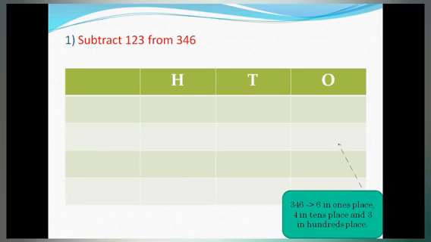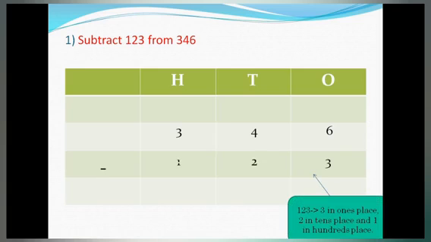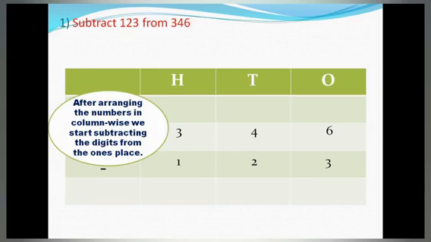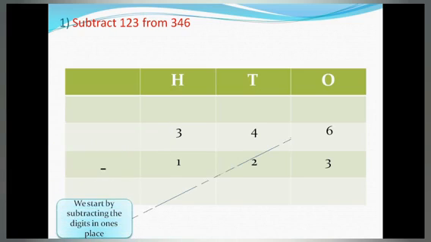In the number 346, we have 6 in ones place, 4 in tens place, and 3 in hundreds place. In the number 123, we have 3 in ones place, 2 in tens place, and 1 in hundreds place. After arranging the numbers column wise, we start subtracting the digits from the ones place. Here 6 is greater than 3. So take away 3 ones from 6 ones. We get 3 ones. We write 3 under the ones column.